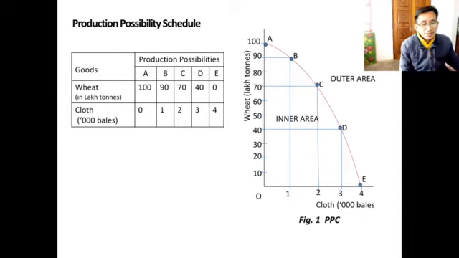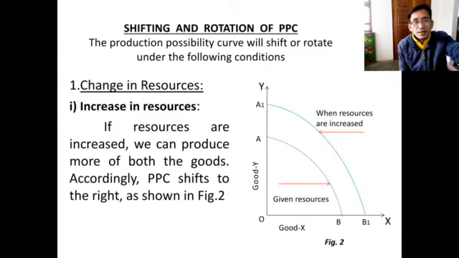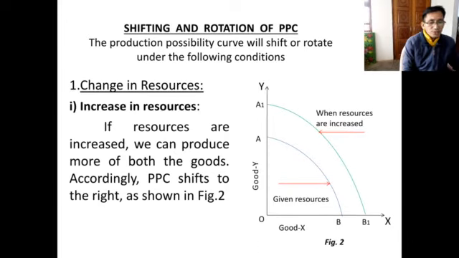If resources are increased, we can produce more of both goods. Here we just have good X and good Y. The X-axis represents good X and the Y-axis represents good Y. That we'll just see in the next slide. As I told you earlier, this is the production possibility curve. We see here two curves, represented by AB and another one is A1B1. If the resources are increased, we can produce more of both the goods.